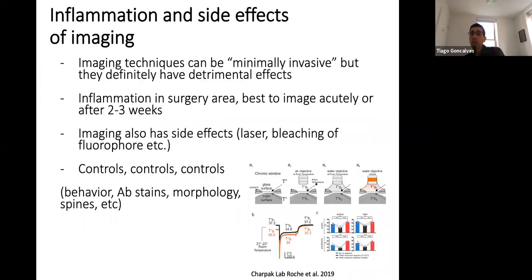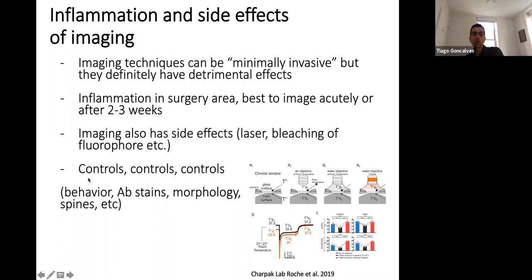So, inflammation and side effects of imaging. Imaging techniques are minimally invasive, but they obviously have detrimental effects no matter what you do. Just a laser shining in the brain heats up the tissue. Inflammation in the surgery area is best avoided by imaging acutely or after 2 to 3 weeks when the inflammation subsides. You have the bleaching of the fluorophore, and the heating up of the tissue also creates some effect.